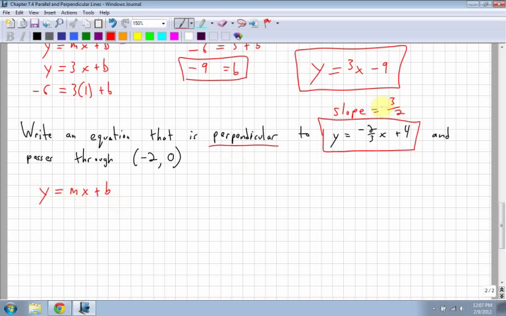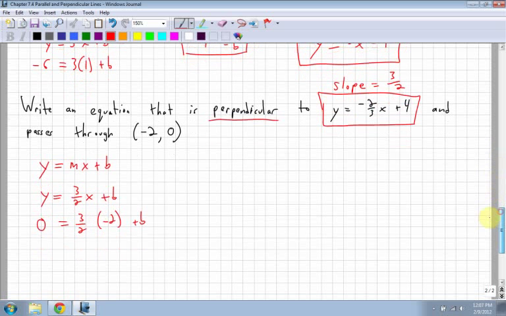I know that my value for m is 3 over 2, so I have y equals 3 over 2 x plus b. And then I can plug in my point negative 2 comma 0, 0 in for y, negative 2 in for x, plus b. Negative 2 times 3 is negative 6, so I get 0 equals negative 6 over 2. Remember, when you're multiplying, you just multiply straight across. If it's a whole number, you put it over 1. And negative 6 over 2 is just negative 3. So I have 0 is equal to negative 3 plus b. Then to solve for b, I have to add 3 on both sides. So I get b is equal to 3.